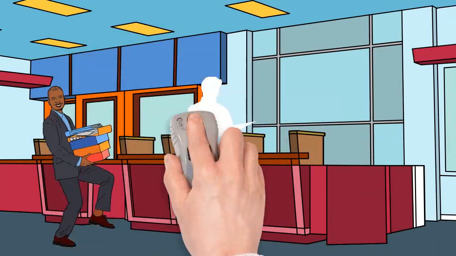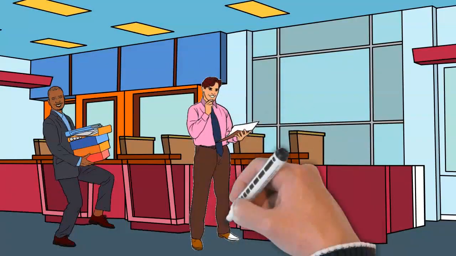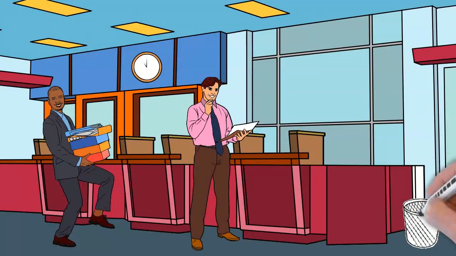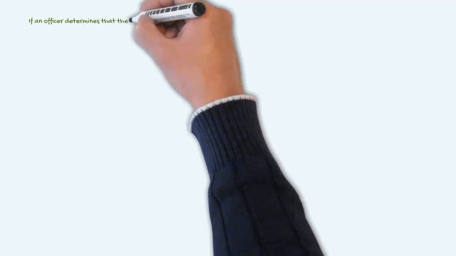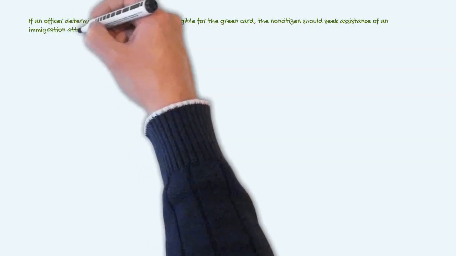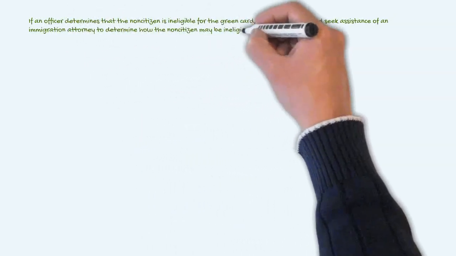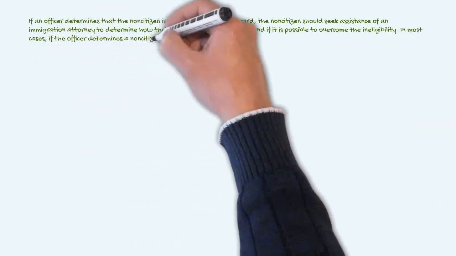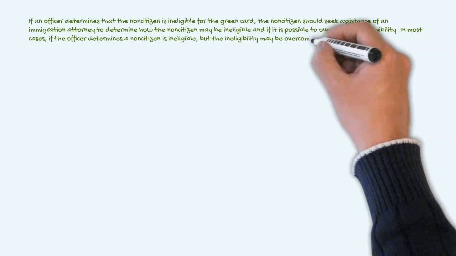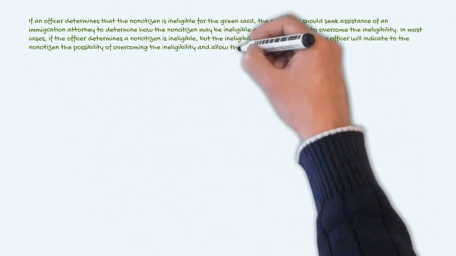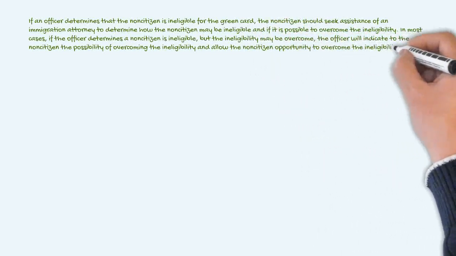If denied, it may be that the officer requires additional information or documents before making a decision and will advise the beneficiary of the additional information or documents needed and how to provide them. If an officer determines that the non-citizen is ineligible for the green card, the non-citizen should seek assistance of an immigration attorney to determine how the non-citizen may be ineligible, and if it is possible to overcome the ineligibility. In most cases, if the officer determines a non-citizen is ineligible, but the ineligibility may be overcome, the officer will indicate to the non-citizen the possibility of overcoming the ineligibility, and allow the non-citizen opportunity to overcome the ineligibility issue.